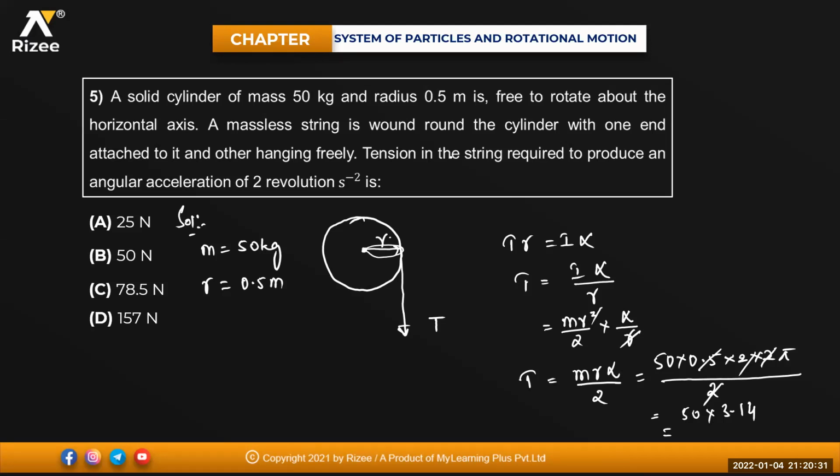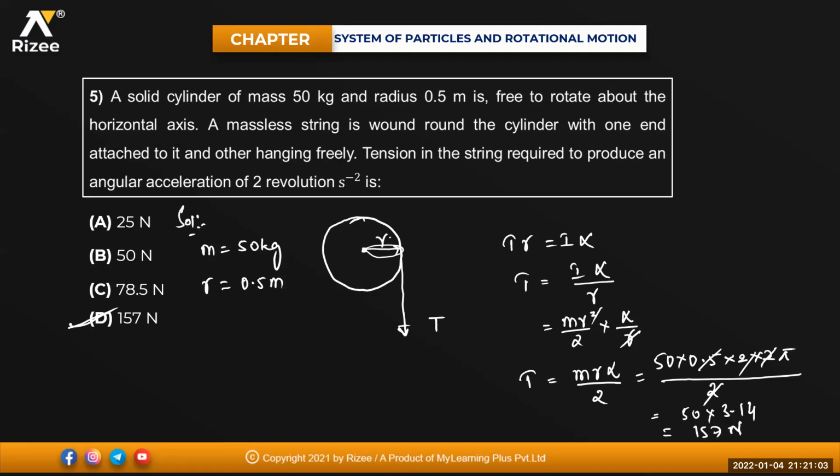$47, sir. How much? 47.1, sir. 50 into 3.14, na beta? It's 50. We'll be getting 157. 157. Yeah, 157 Newton. Done.